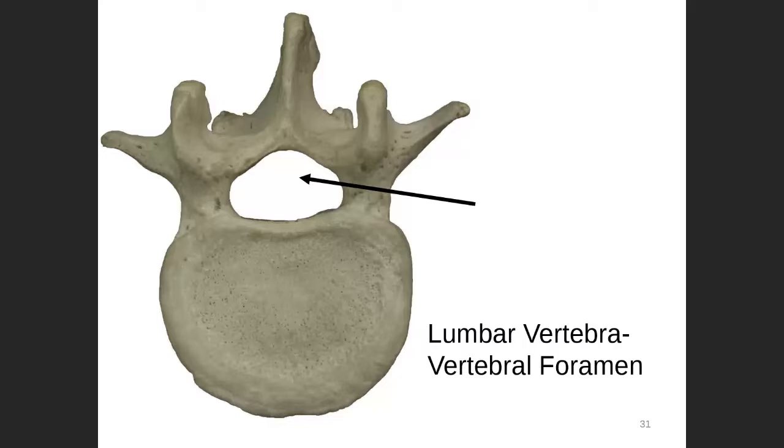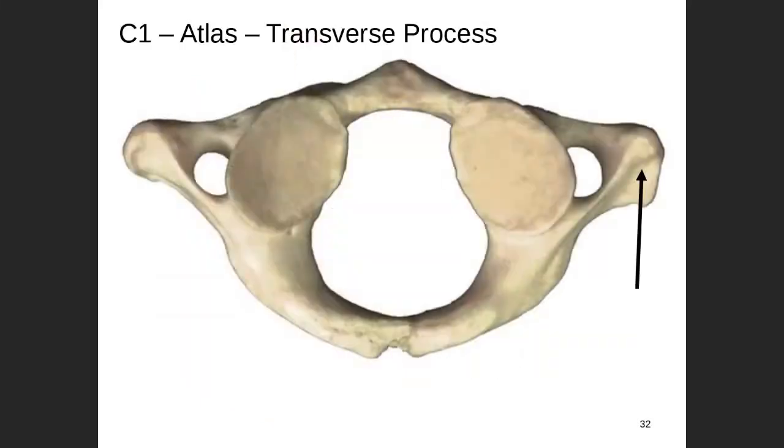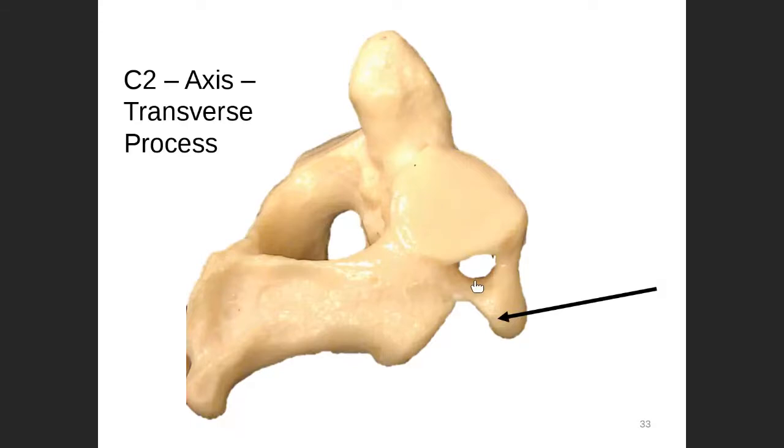Now let's look at the transverse processes, these guys that are coming off. We'll go up here and show you on C1. There's the transverse process of C1, coming right off the side there. And I'll show you one for C2. It's coming off here. Can't see it on the other side. But again, if you look for the transverse foramen, the transverse process is going to be that portion of the bone that's further lateral or inferior from the transverse foramen.